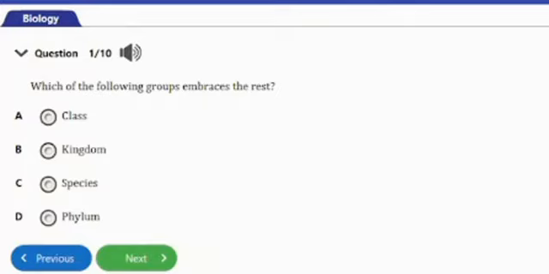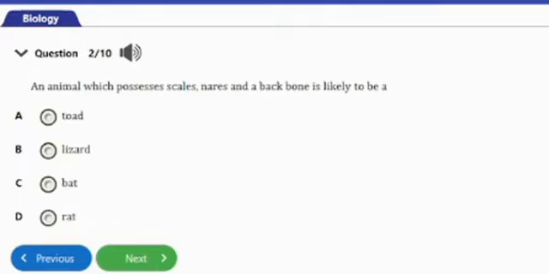It says, which of the following groups embraces the rest? So we have A, class, B, kingdom, C, species, D, phylum. So guys, the group here that embraces the rest, that's the highest in the hierarchy here, is kingdom, and that's option B here. So let's go ahead and consider the next question, and that's question number 2 here.